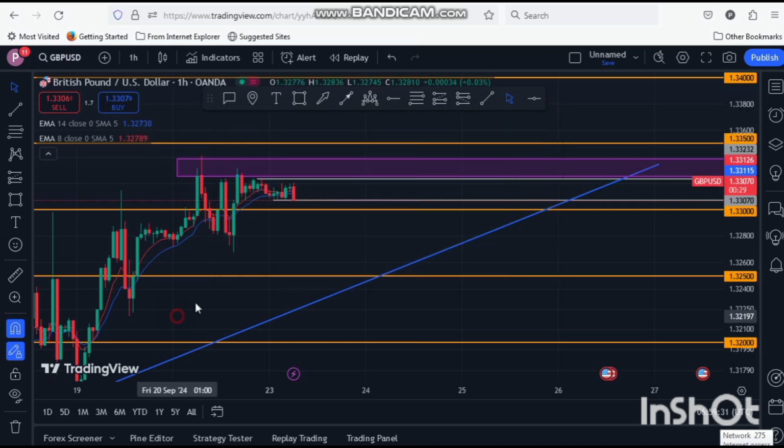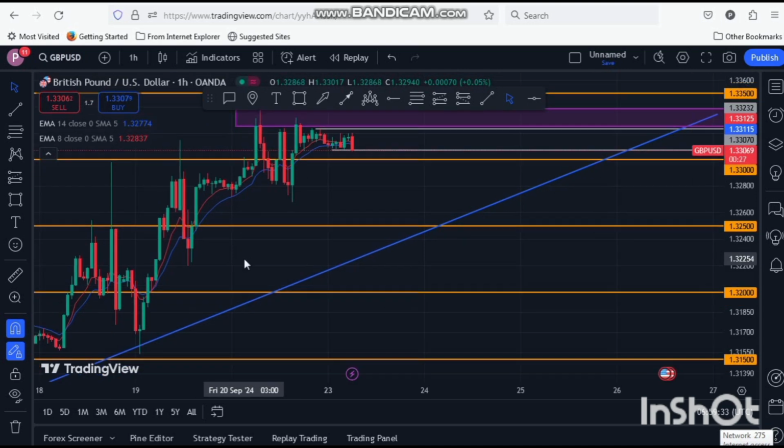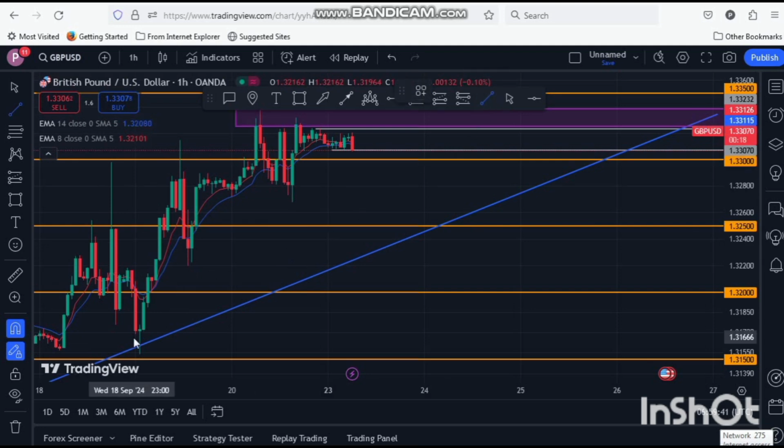Now on the 1-hour time frame, the same thing is going to play out. But we need to have a little trend line here too on the 1-hour time frame. Let's see what price is actually doing from here. Then we have to mark out another trend line here.